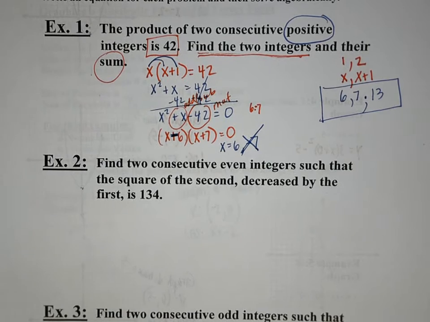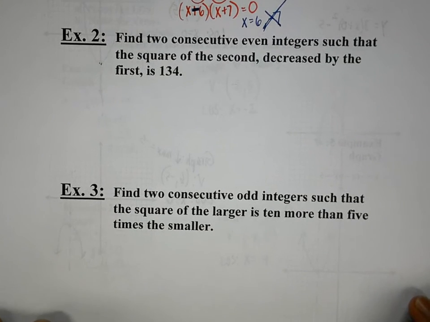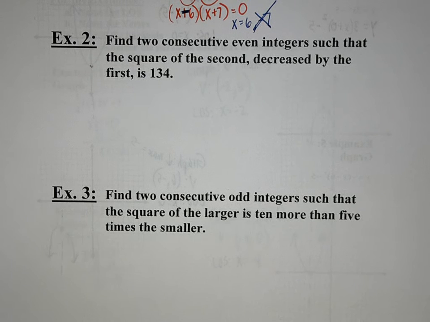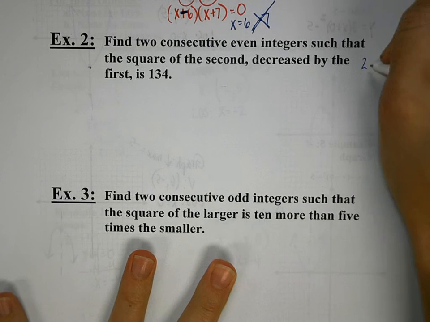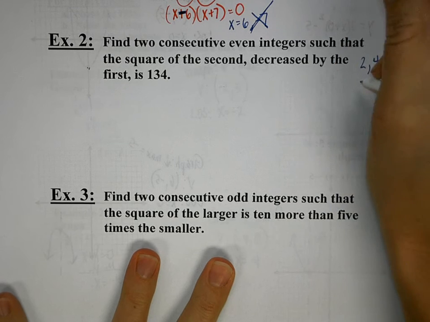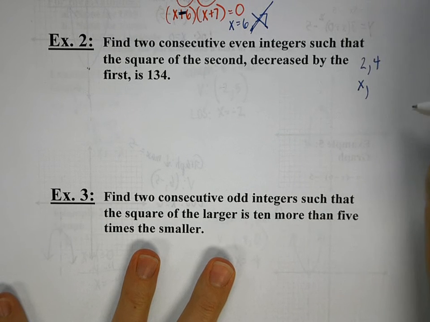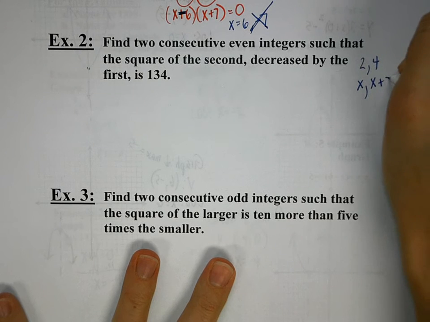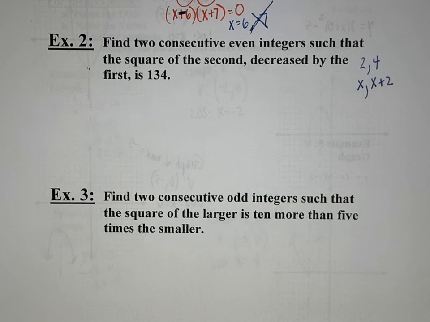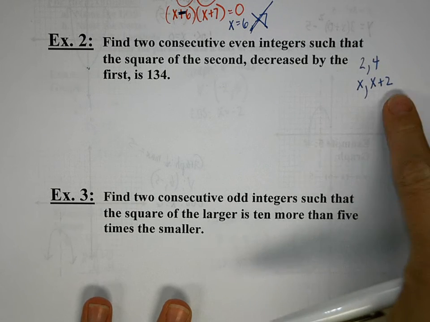This one says, find two consecutive even integers. So we're going to make our generic equation. So tell me, what are two consecutive even integers? 2 and 4. Very good. So our first number is always our x. And then what do I add to 2 to get to 4? So x plus 2. Very good. Are we okay with those? So this is what we're looking at, x and x plus 2.